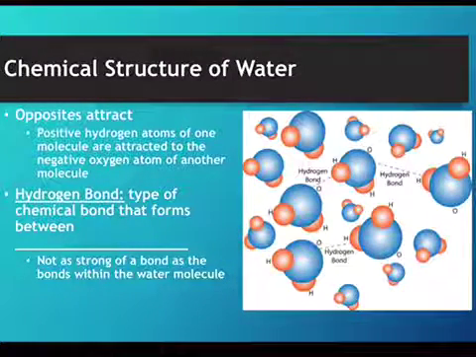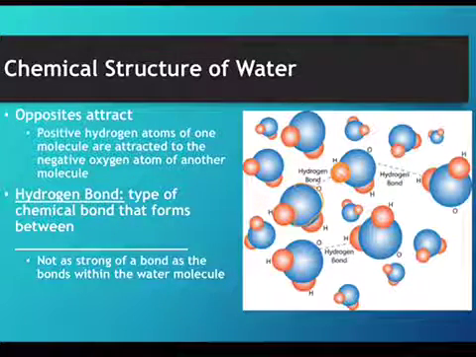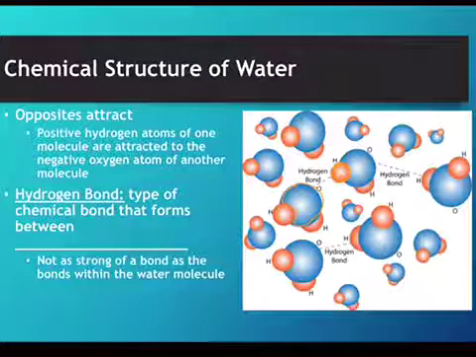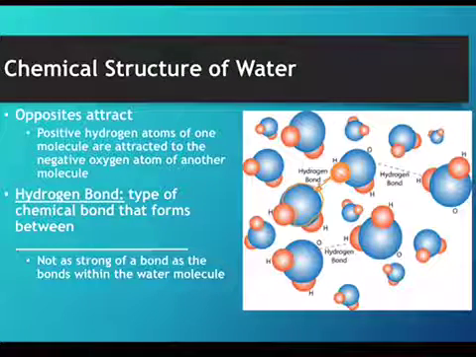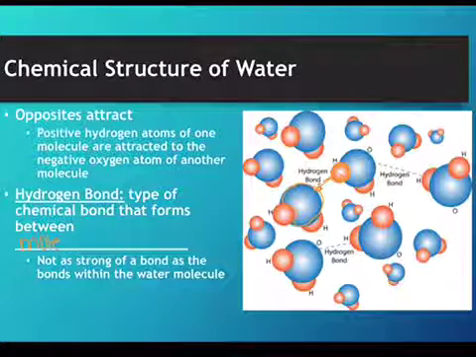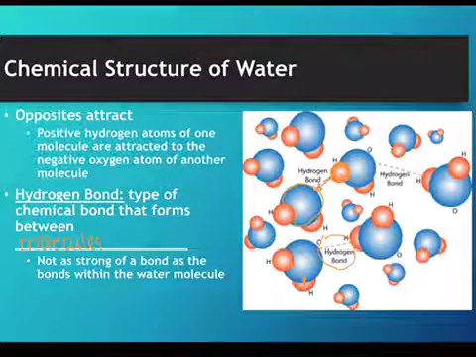So first of all, we have to remember that opposites attract. So the positive hydrogen atoms are going to be attracted to the slightly negative oxygen atoms of a different water molecule. That little force of attraction right here is going to create something we call a hydrogen bond. And this is a type of chemical bond that forms between molecules. It's not as strong as the bonds that hold the hydrogen to the oxygen atoms, but these hydrogen bonds are fairly strong, but they tend to get broken if you were to move water. It's what allows water to move.